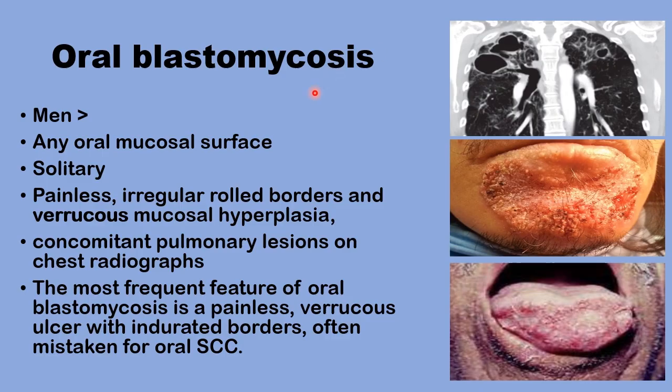The other deep fungal oral ulceration is caused by blastomycosis. It affects men more and can affect any area in the oral cavity, and it's usually a solitary, painless ulcer with irregular and rolled border. It has the appearance of a verrucous mucosal hyperplasia. This is the most frequent feature, a verrucous ulcer with indurated border that's often mistaken for oral squamous cell carcinoma. It usually occurs concomitant with pulmonary lesions, as seen here in this chest X-ray.